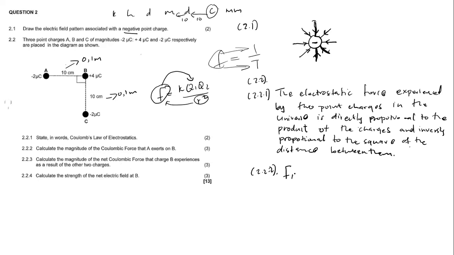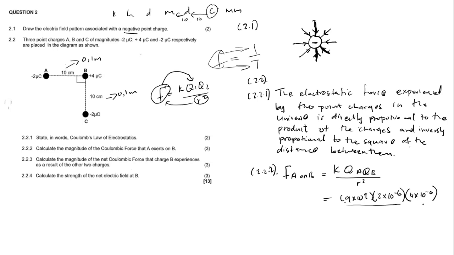A exerts on B is going to be equal to K times Q of A multiplied by Q of B, divided by R squared. Now, K in this case is going to be 9 times 10 to the power of positive 9. And then Q of A, it's given to be negative 2. Remember, we plug it in as positive 2 times 10 to the power of negative 6. It's microcoulomb. And therefore, for QB, it's positive 4. It's 4 times 10 to the power of negative 6 coulomb.